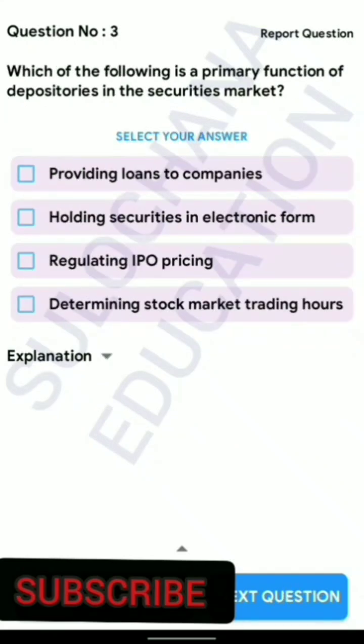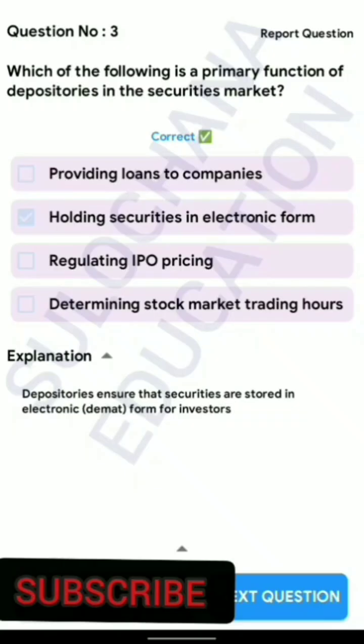Which of the following is a primary function of depositories in the securities market? And options are A, providing loans to companies. B, holding securities in electronic form. C, regulating IPO pricing. D, determining stock market trading hours. Answer is B.